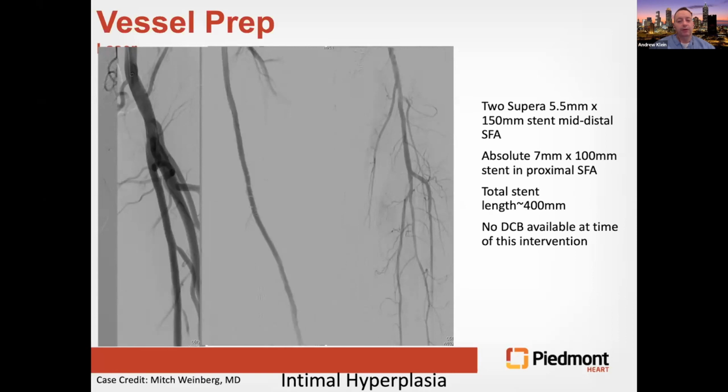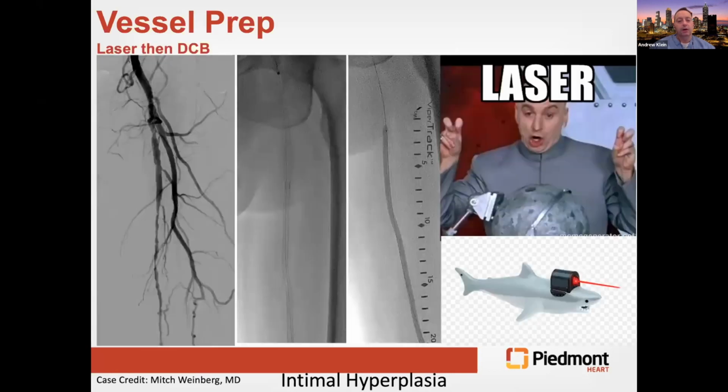Looks beautiful at the end, but any of us who do this every day know that with 400 millimeters of stent, something is going to re-narrow. And sure enough, the patient comes back with recurrent symptoms 3 years later, and he brought the patient back for laser and then DCB. And so you can see here, we need to remove that intimal hyperplasia before the drug is going to take effect.